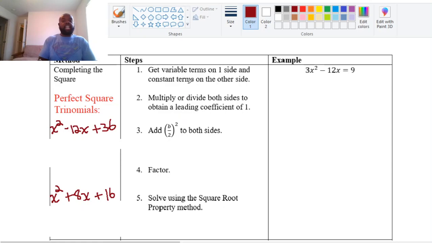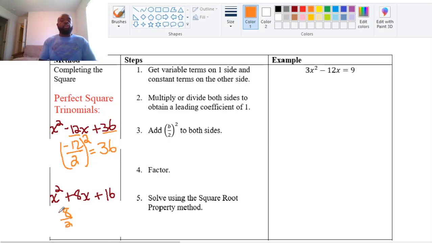Notice here, this negative 12 and this 36 have a relationship. It just so happens that if I take half of that negative 12 and square it, negative 12 divided by 2 is negative 6. If I do negative 6 squared, I get a positive 36. Same thing happens with this 8 here.